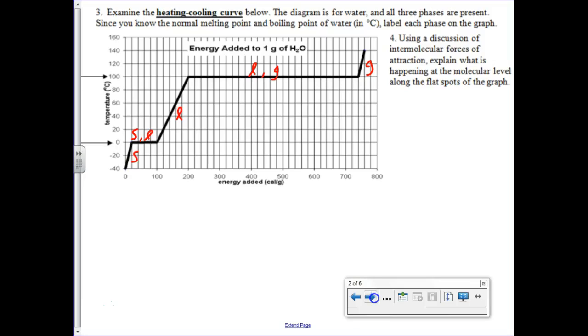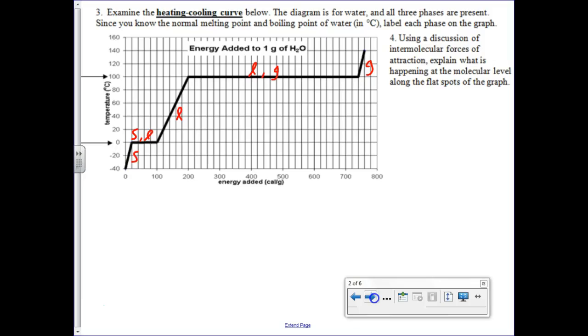Okay. Now, number 4 says use intermolecular forces to describe what's happening along the flat spots of the graph. So we are adding energy. Throughout this process, as you go further left to right on this graph, we're adding energy. So the question is what happens at those plateaus? All the energy being added is being used to break intermolecular forces, to change your solid to a liquid or your liquid to a gas.